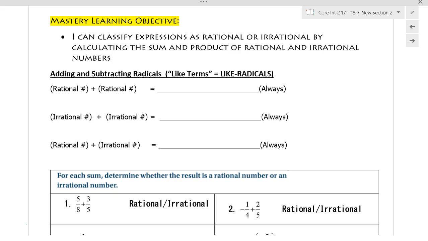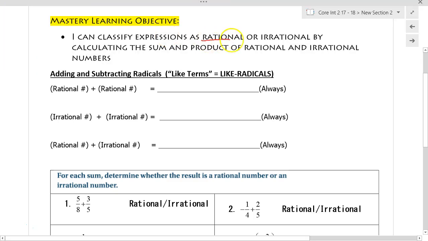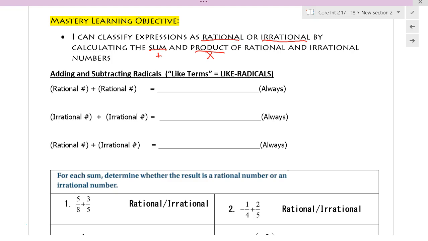Our math learning objective is classifying expressions as rational or irrational. That's one of our most important key parts, right? We're just choosing rational or irrational by calculating these sum and product. Remember, sum means plus, product means multiply. So we're going to add and multiply things to see whether they're rational or irrational.